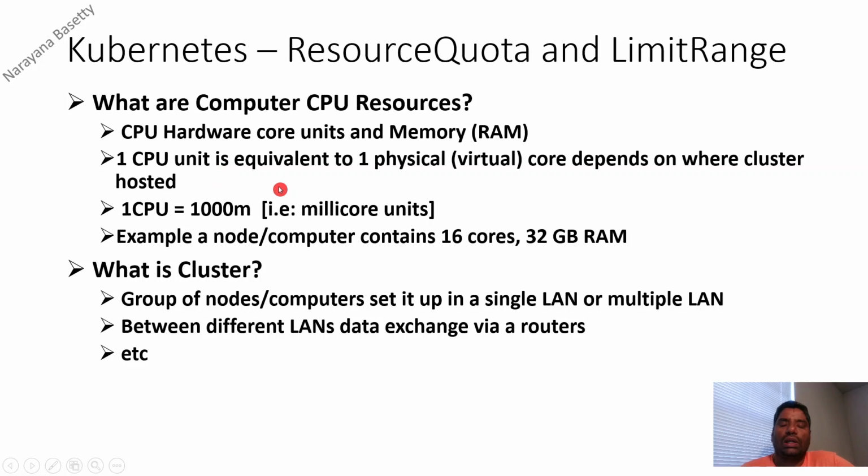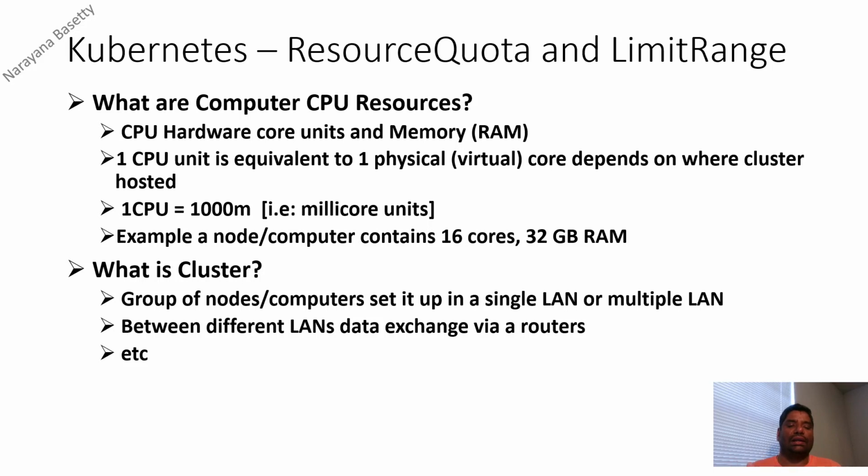So one CPU unit is equivalent to one physical core or virtual core. Nowadays there are a lot of virtualization technologies available. You can use virtualization and create virtual CPU cores which can perform any kind of operations. One CPU, in terms of a mathematical calculation, is 1000 millicores. That means one core can be decomposed into thousands of milli CPUs.